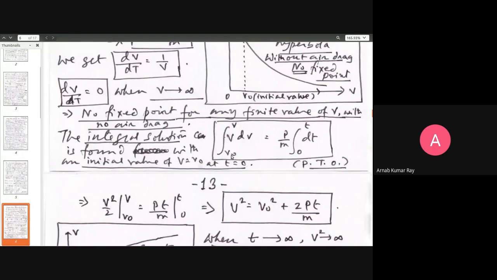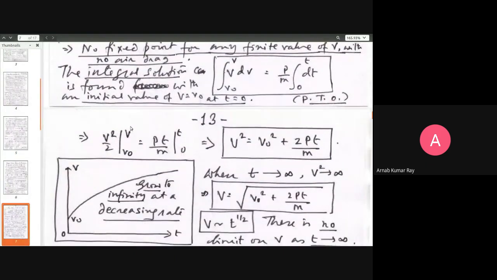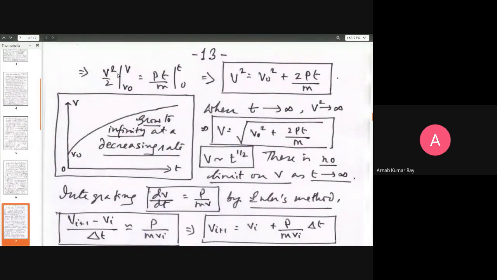So you put the initial condition at t equal to 0, v is equal to v naught, and then some general t and v here. Integration is not a very challenging task over here. This is v squared by 2 with the two limits v and v naught, and this is pt by m between 0 and t. So the left-hand side will give you (v squared minus v naught squared) by 2, of course, and then the right-hand side will give you pt by m. And so you write this equation like this.